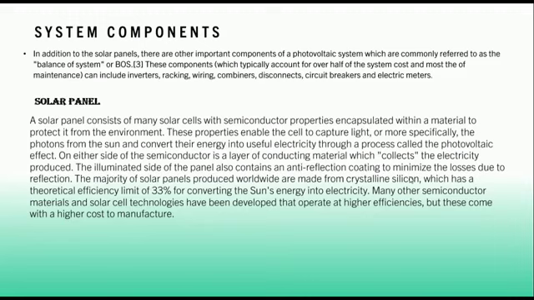Solar panel. A solar panel consists of many solar cells with semiconductor properties encapsulated within a material to protect it from the environment. These properties enable the cell to capture light, or more specifically the photons from the sun, and convert their energy into useful electricity through a process called the photovoltaic effect. On either side of the semiconductor is a layer of conducting material which collects the electricity produced. The illuminated side of the panel also contains an anti-reflection coating to minimize the losses due to reflection.